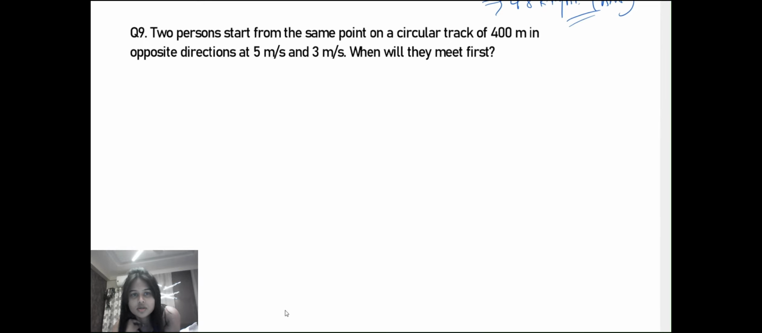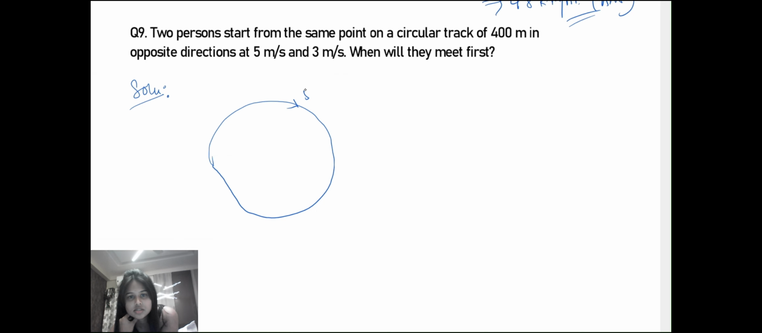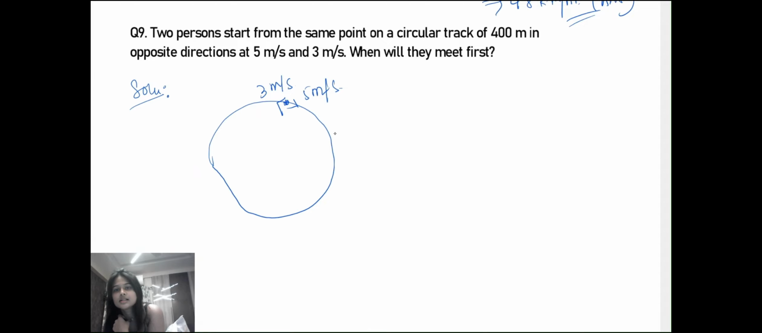Coming to the next question. Two persons start from the same point on a circular track of 400 meter in opposite directions at 5 meter per second and 3 meter per second. When will they meet first? Okay. So now let us assume this is a circular track. This person is starting with 5 meter per second. Let us put this here, right? 3 meter per second. When will they meet first?